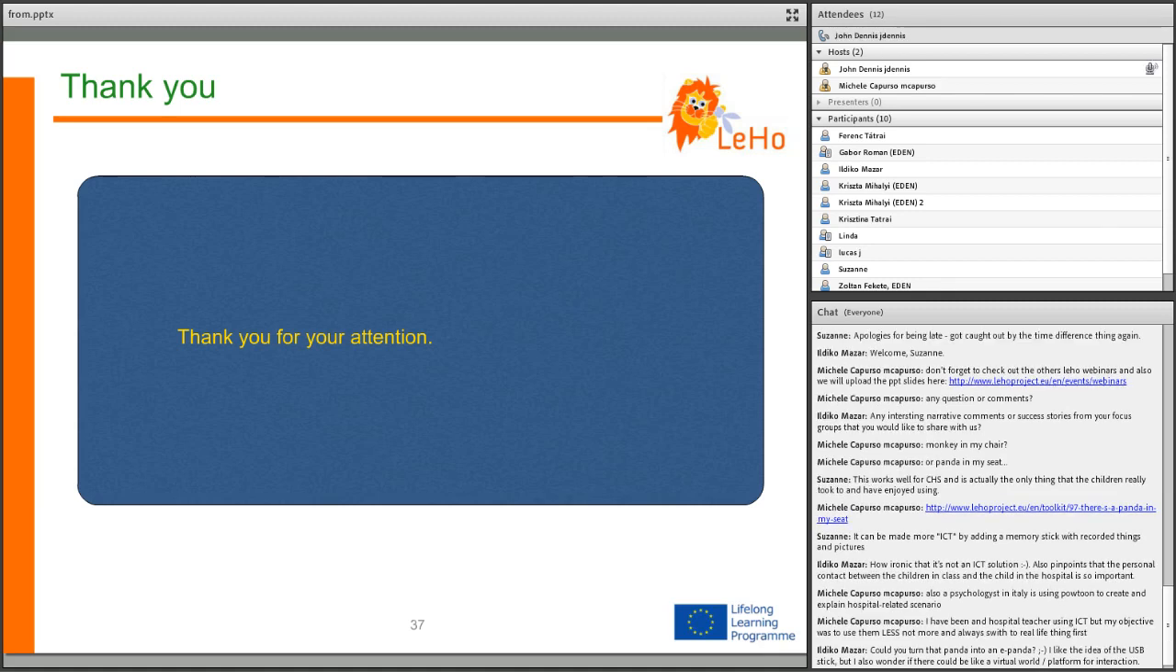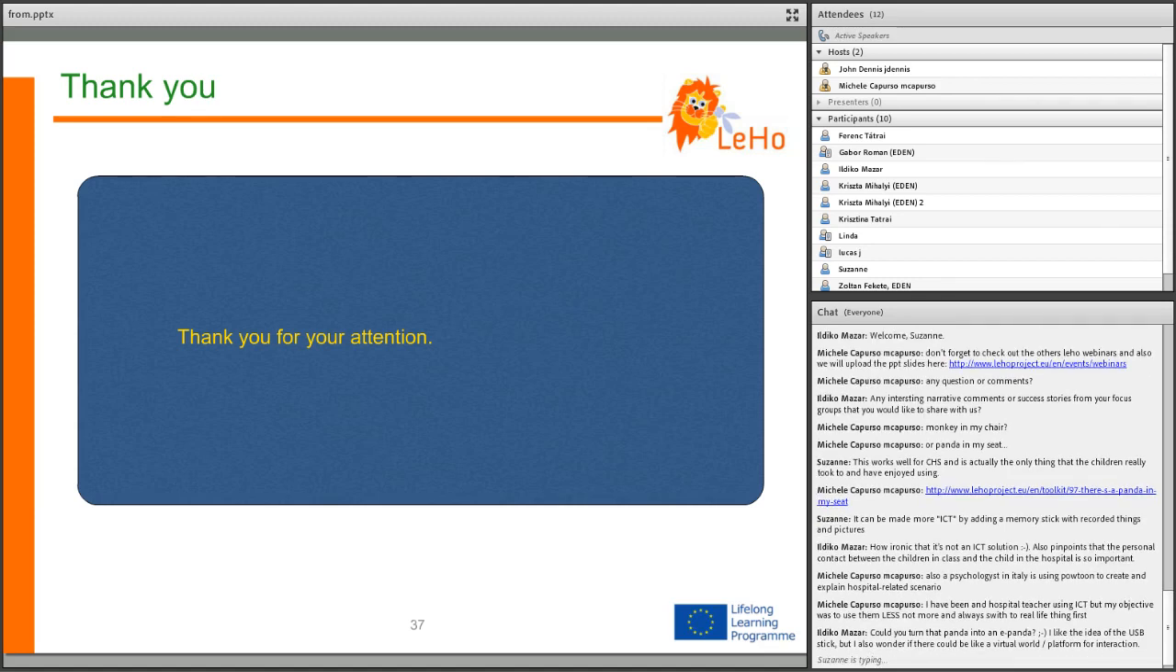Yeah, I think that's the idea of turning the panda in your seat into the e-panda. It would be interesting to see if there's a way to integrate the physical panda with Suzanne's idea for a USB stick, and then maybe even creating a platform inside it that you can interact with. Yeah, I think that could be really cool.